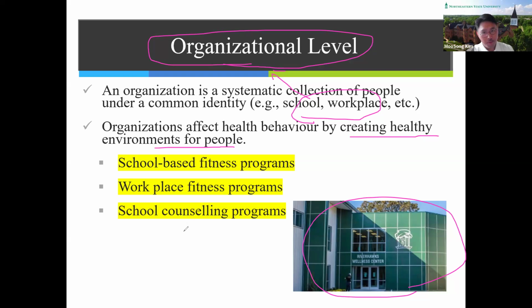Also, some companies like Google and Boeing have their own company restaurants. These restaurants provide healthy food, so workers in those companies can always access healthy food. That's why organizational levels, like schools and workplaces, can create a healthy environment, and that affects our health behavior too. Okay, yeah.